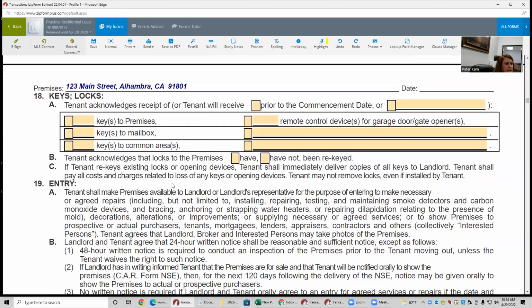Okay, so we're moving on down to keys and locks. The tenant acknowledges receipt, or the tenant will receive keys. You can check prior to the commencement date, or here I usually insert the date of the commencement date. Getting them out early in the morning to them, that's up to the landlord.